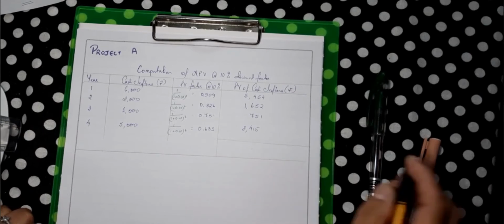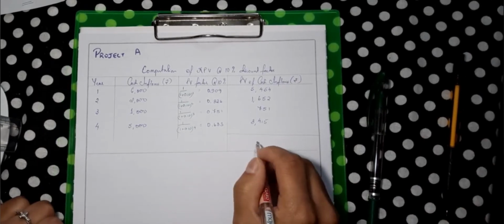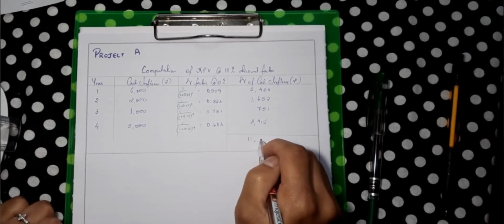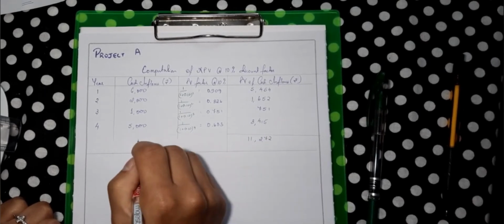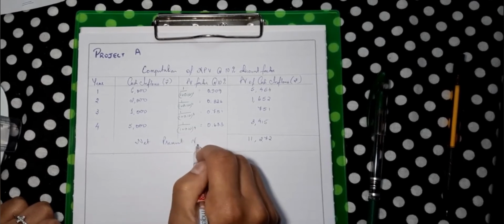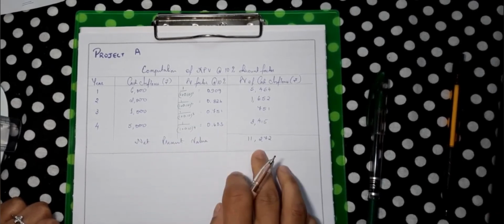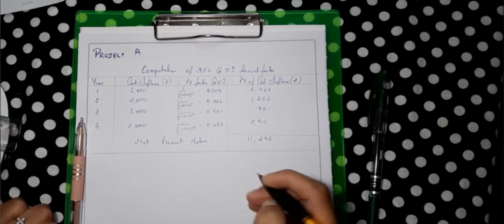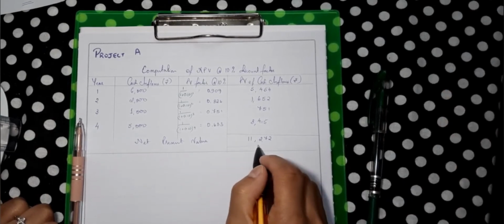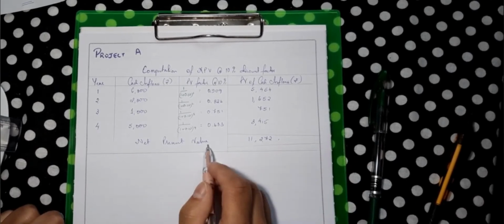We close it, and then after that, we calculate the net present value. So the total should be 11,272, which is my net present value. Net present value has amounted to rupees 11,272. Now, a very crucial thing here is that you have to compare the net present value with the initial amount of investment.